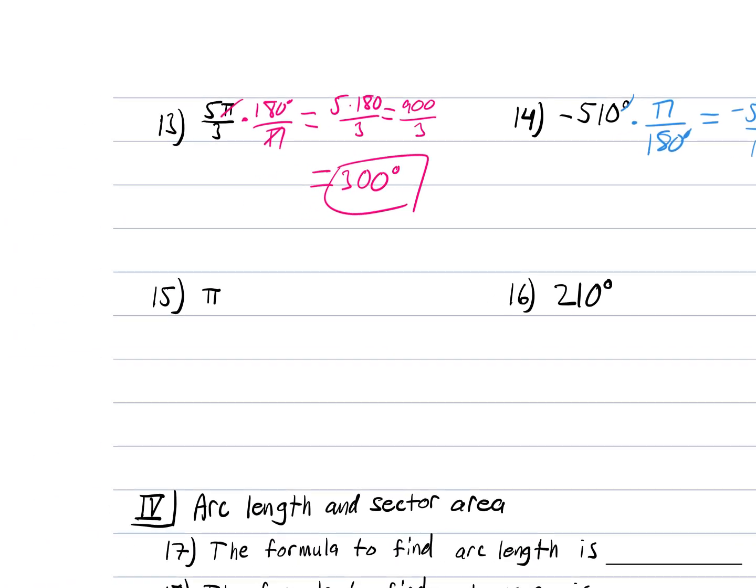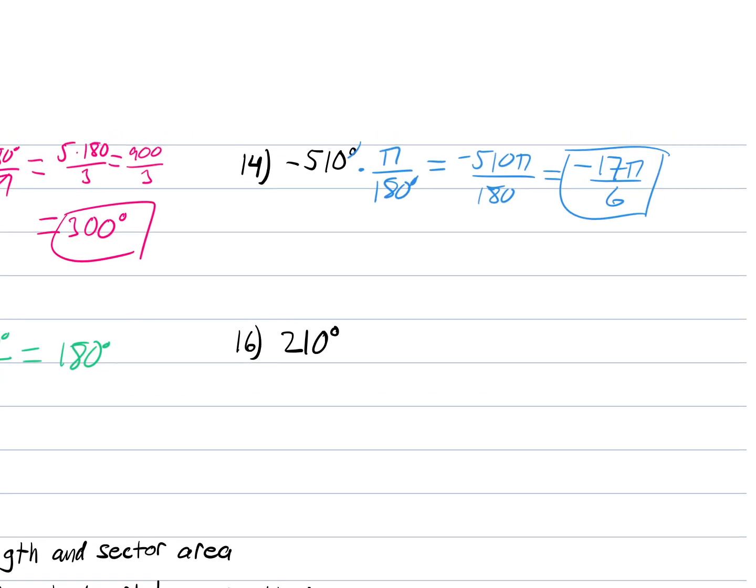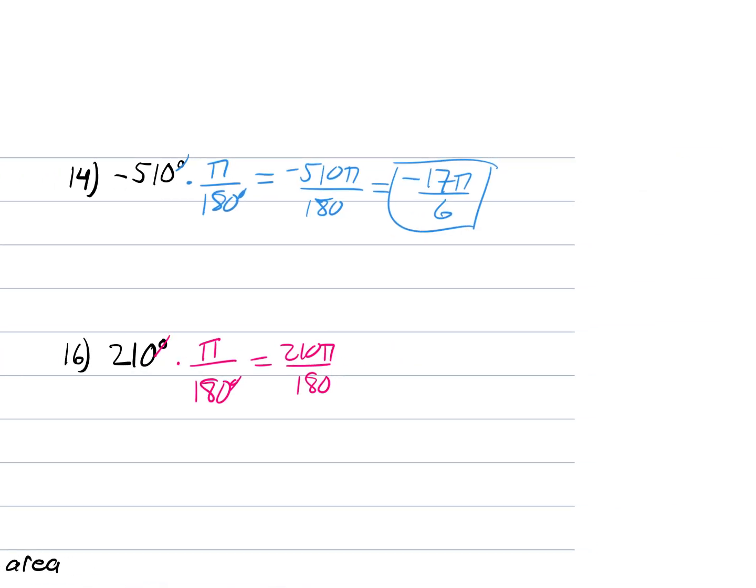All right. This next one, pi, I don't see a degree symbol, so it's in radians. So this is going to be times 180 over pi, and then pi's cancel out. You're just left with 180. All right, and then 210 degrees, I can convert that to radians because I see a degree symbol, so I'm going to have pi over 180 degrees. Cancel out your degrees, and then you get 210 pi over 180. Simplifying that fully, you're going to get 7 pi over 6.